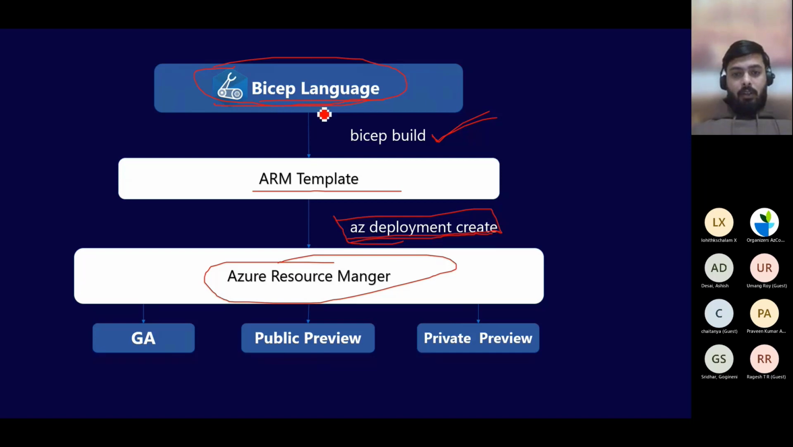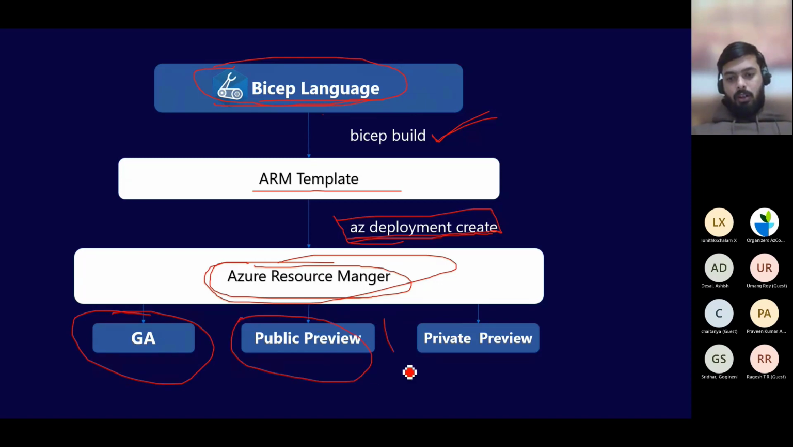It is available at this point of time. It is tightly integrated with the platform because it is directly integrated, talking to the Azure Resource Manager. So what is the benefit you are getting out of this? You have all the resources that are either in GA, in public preview, or in private preview. You are getting direct access to those.